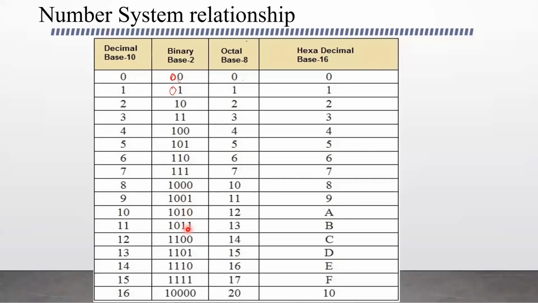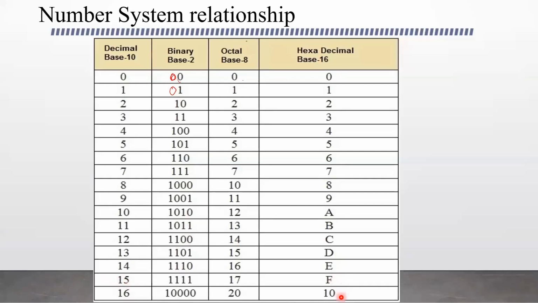Okay, once that is done, the next third bit becomes 1. Again, start the combination 00, 01, 10, 11. Now 4 bits are over. This 1111 represents decimal 15, octal 17, and hexadecimal F. So this F is equivalent to decimal 15.